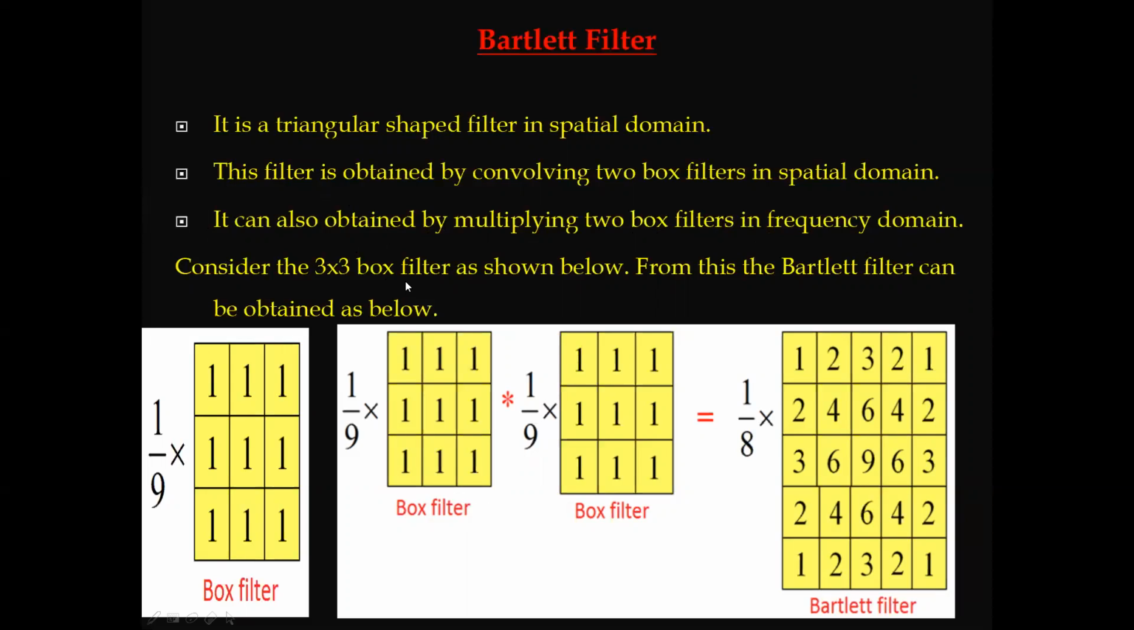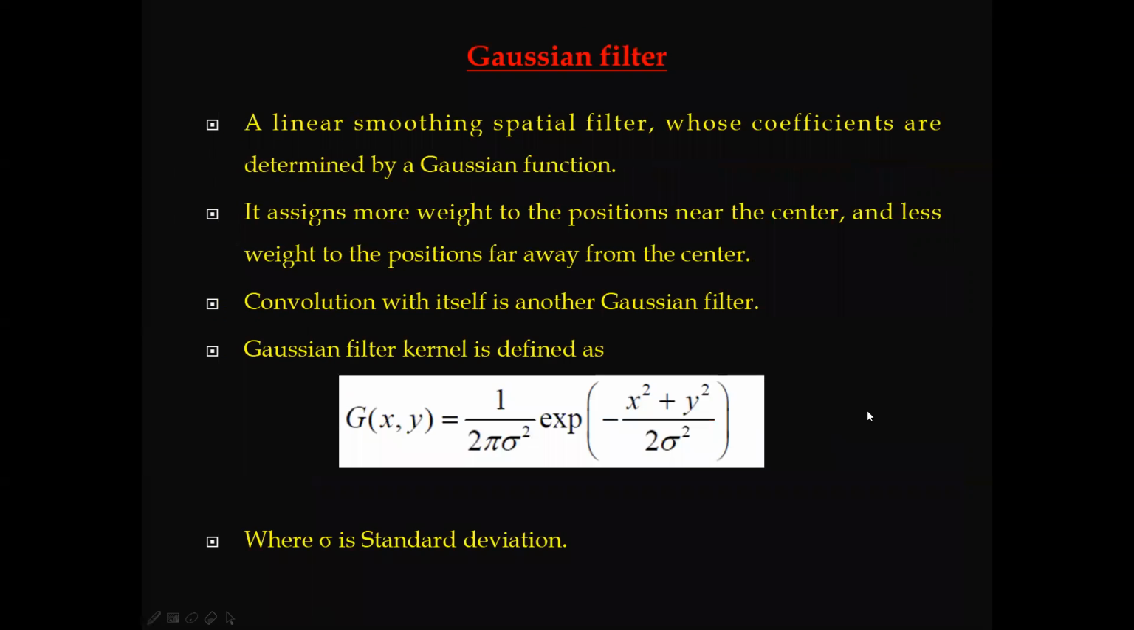Consider a 3 by 3 box filter as shown in figure A, and if we perform convolution between these two, we will get a filter coefficient that is 1 by 8, 2 by 8, 3 by 8, 2 by 8, 1 by 8, like this. So you can see the box filter coefficients here.